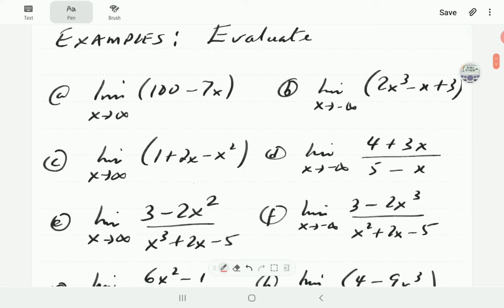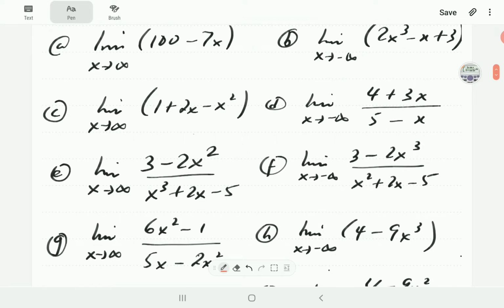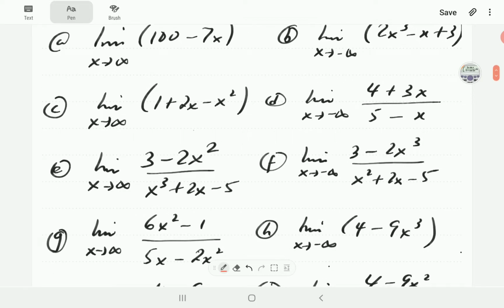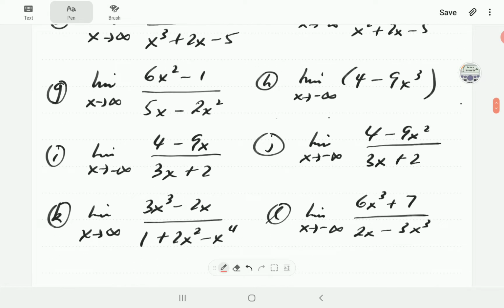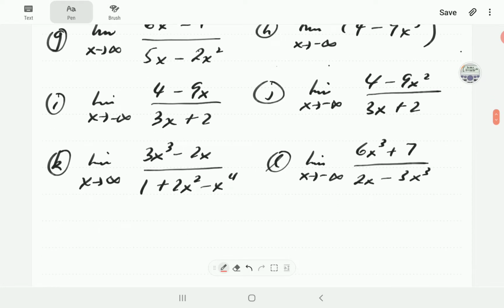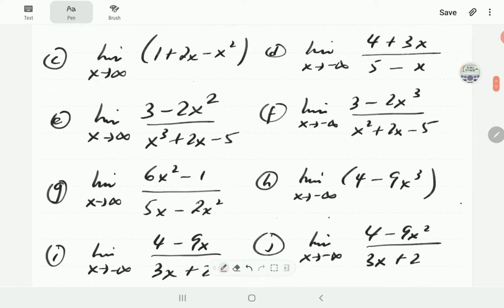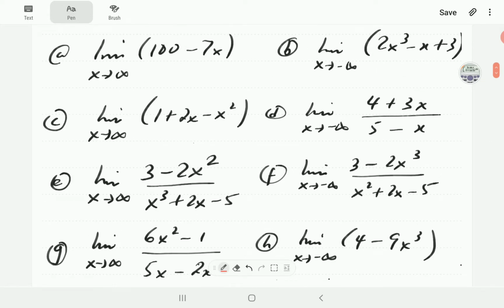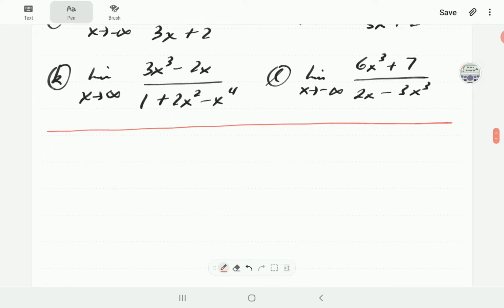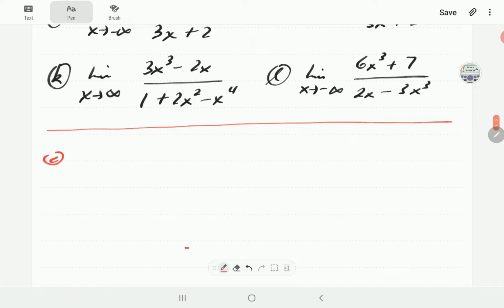So I've got lots of examples here. We're going to do A to G, and then we're going to give you H to L to try. All right, so instead of starting with A, I'm actually going to start with C, demonstrate and establish some results there, and then we're going to use that to go back to B and then A.